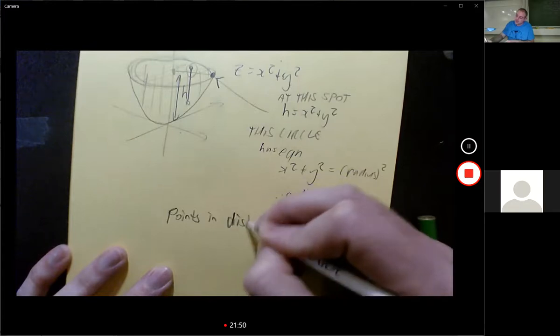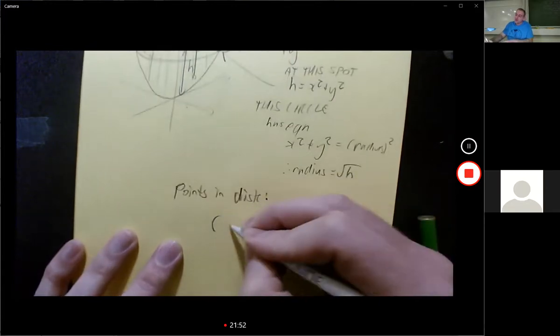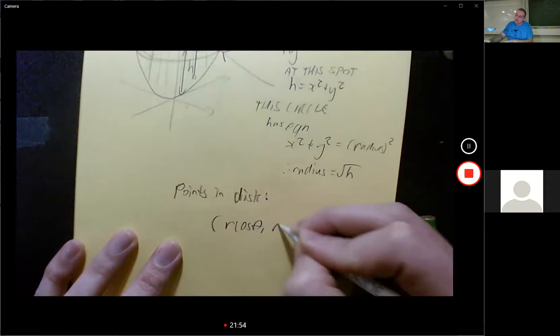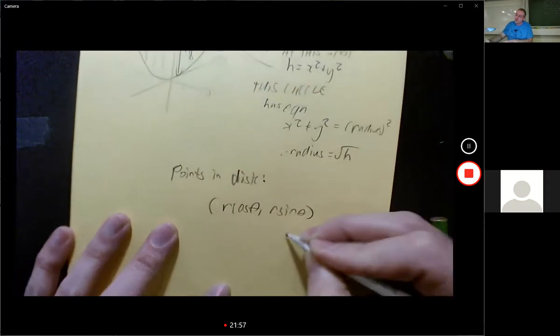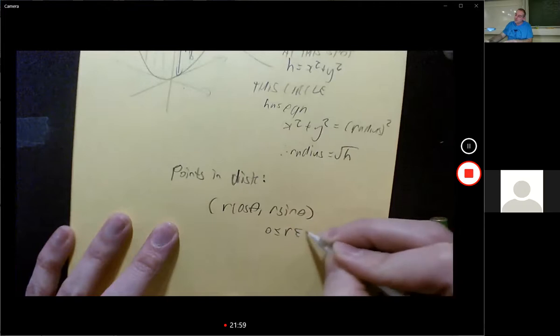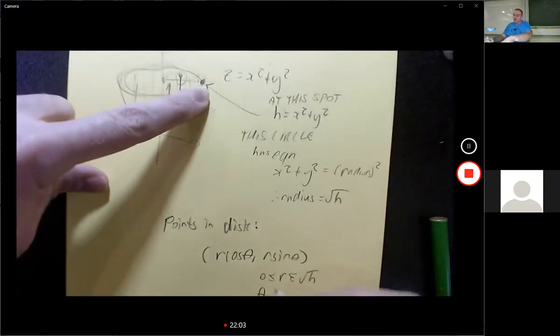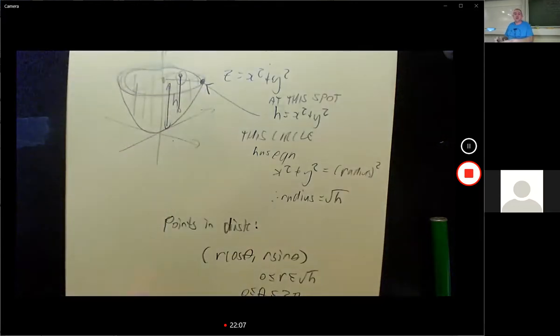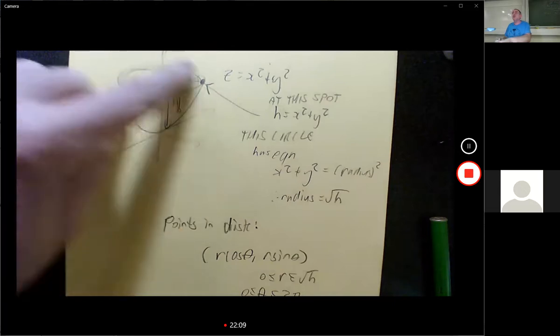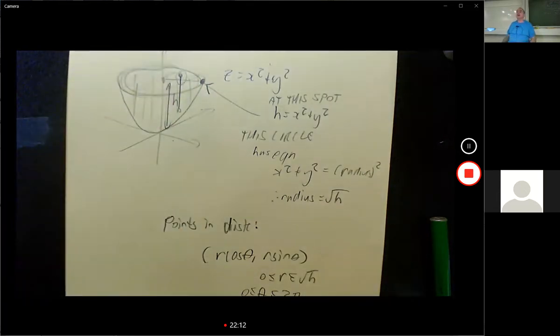the points in the disk will be r cos theta, r sin theta, where r is going from 0 up to root h because that's the maximum radius at this spot, and theta is going from 0 to 2 pi. And that should locate every point on the top of this disk here. How are we feeling?